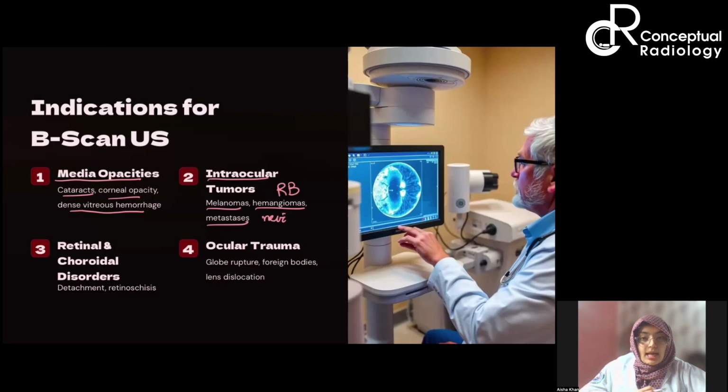Then comes retinal and choroid disorders. Here we have detachment and retinoschisis. Okay, detachment, I'm telling you, this is one of the most important. Sometimes it can give you some pain in your practice, but I'm going to give you some cheat codes for how you can confidently say whether this is retinal detachment or is it choroid.